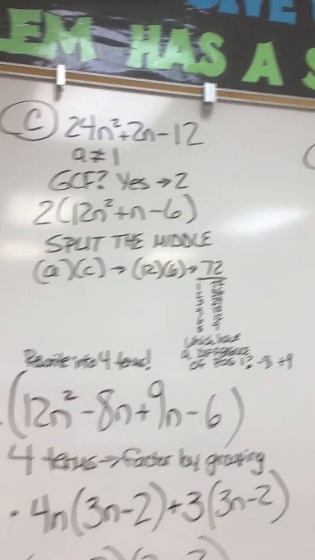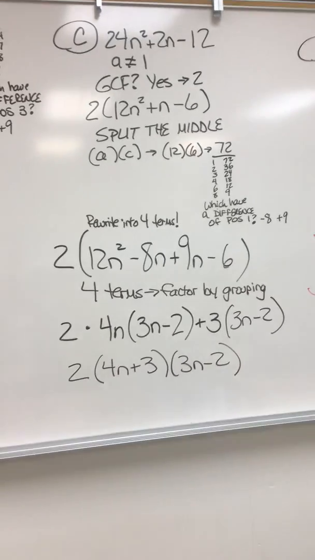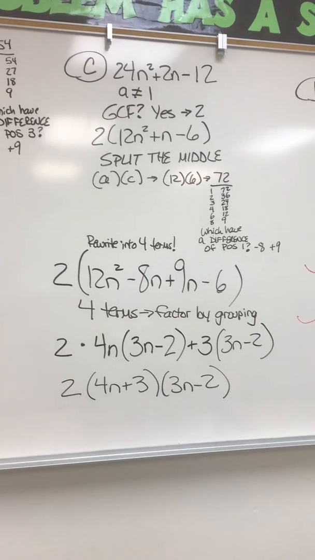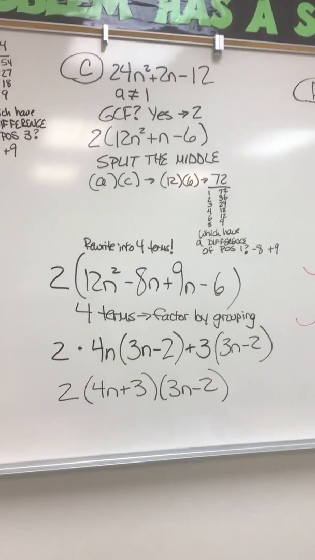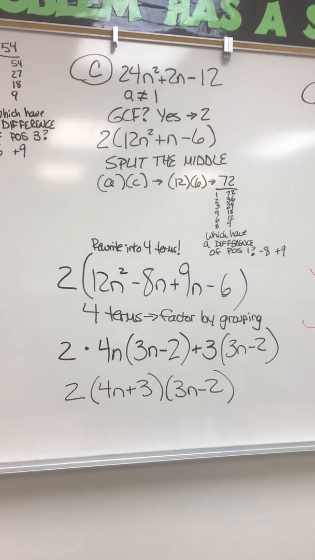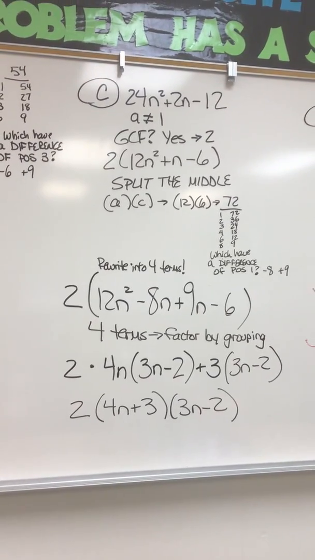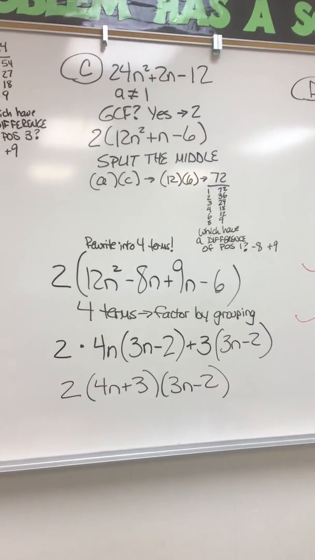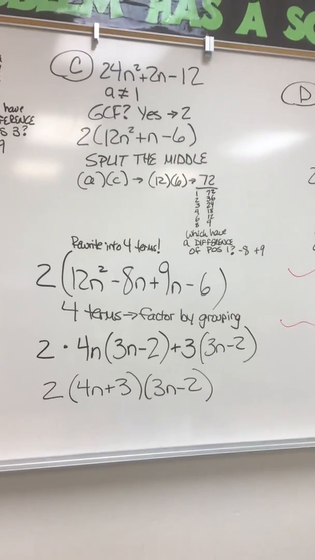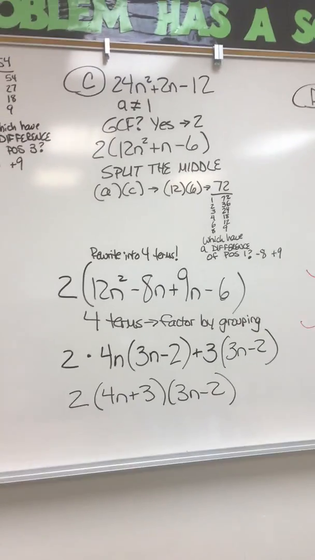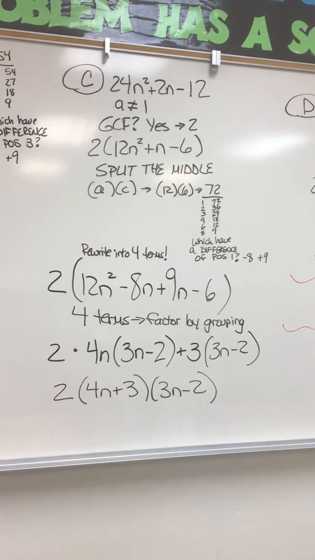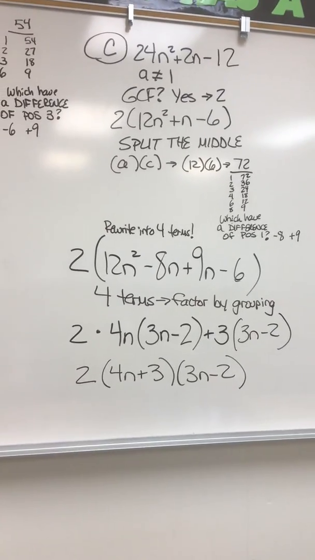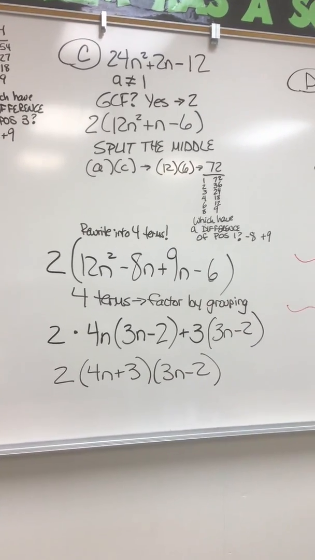So now I split the middle. And split the middle, the idea is now I rewrite my 3-term trinomial there into 4 terms. So I have 12n squared, that one stays the same, but instead of writing plus n, I write minus 8n and plus 9n, and then minus 6 stays the same. Now I have 4 terms, that means I must factor by grouping. So notice that 2, that greatest common factor that I took out at the beginning, that stays up front by itself. Now I factor these 4 by grouping.